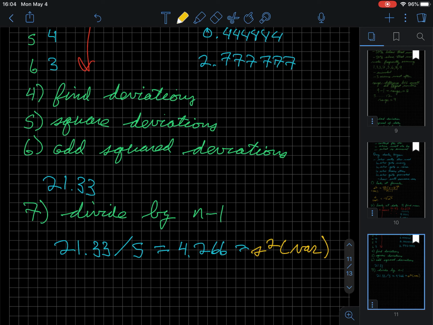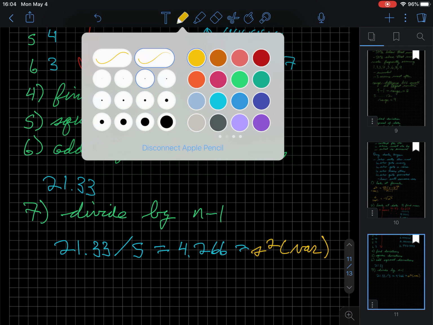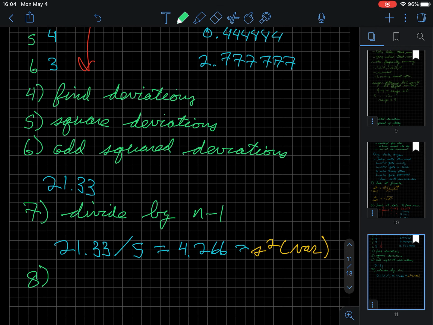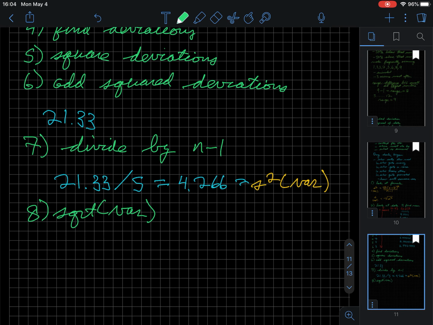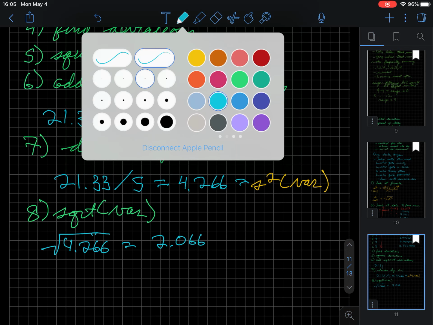And step 8, we are going to take the square root of the variance. For us, this is going to be the square root of 4.266, and this is going to be equal to 2.066, if we round it to three places, right? So we'll put a little box around that.